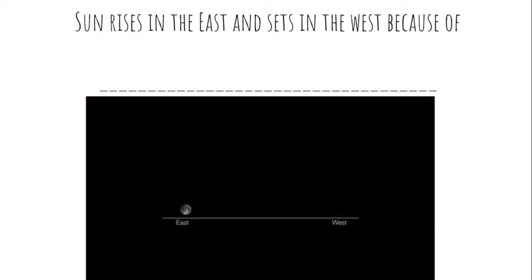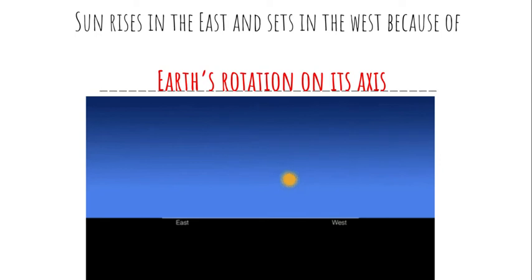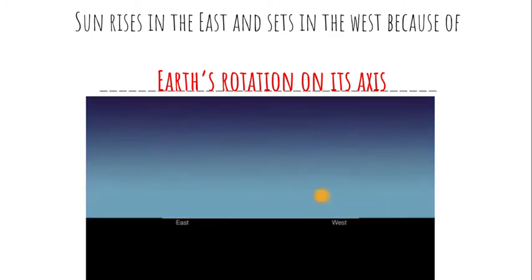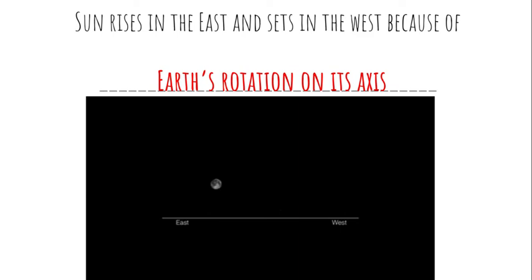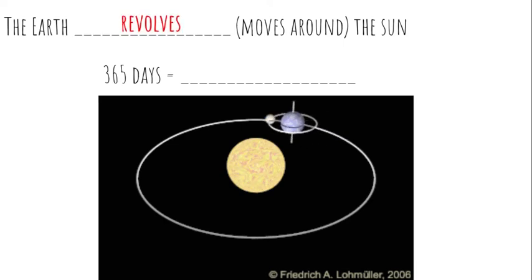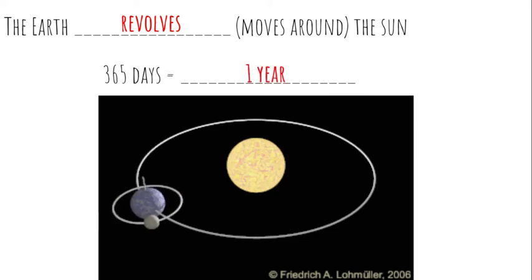You might have heard the saying that the sun rises in the east and sets in the west. This is because of Earth's rotation on its axis. The picture that you see here is not representing true east and true west, but it's a good representation of the sun rising in the east and setting in the west. The Earth revolves or moves around the sun, and 365 days is equal to 1 year.